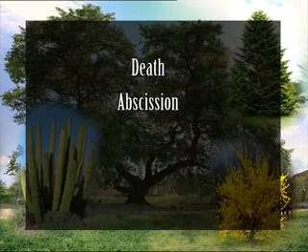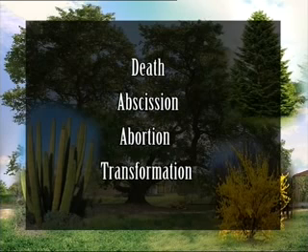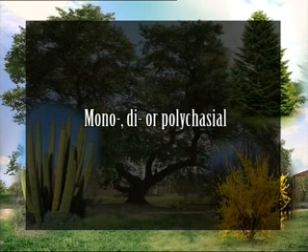Depending on the indeterminate or determinate growth pattern of an axis, its branching pattern may respectively be monopodial or sympodial. In the latter case, one, two or more branches may develop after the death, abscission, abortion or transformation of the apex, and the resulting sympodial branching pattern may be qualified respectively as mono-, di- or polychasial.